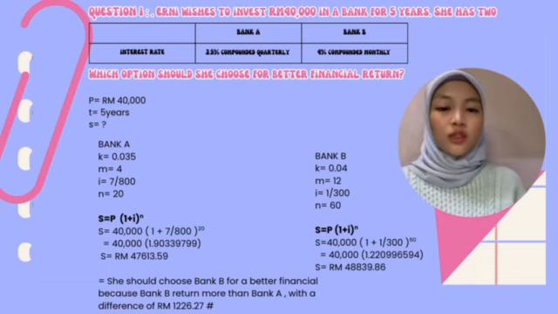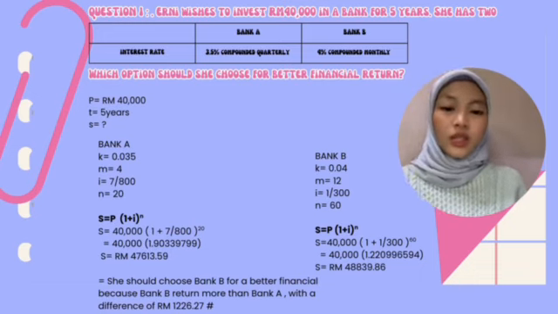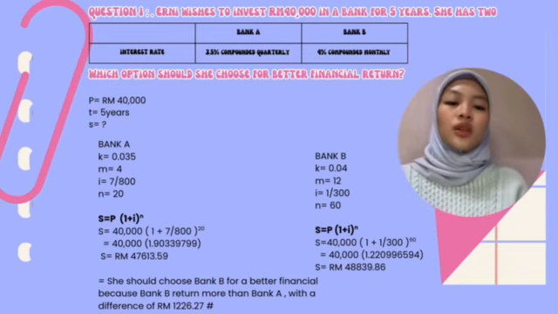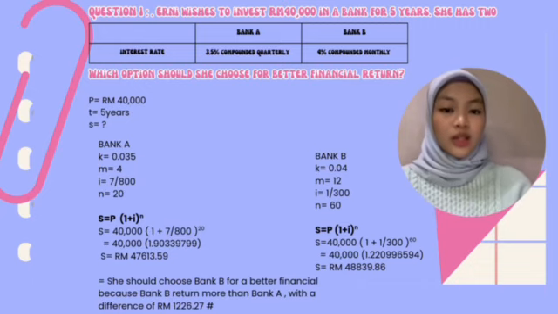So we use the same formula, which is S equals 40,000 times open bracket 1 plus 1 over 300 close bracket to the power of 60, which is equal to 40,000 times 1.220996594. The future value from Bank B is 48,839 ringgit and 86 cents.